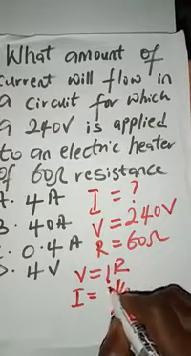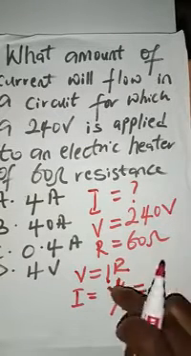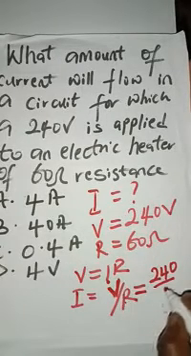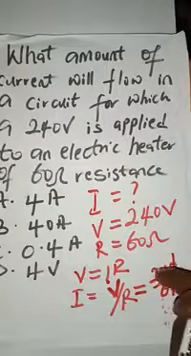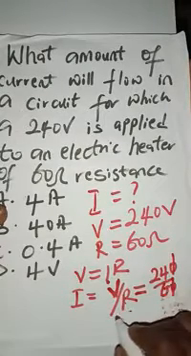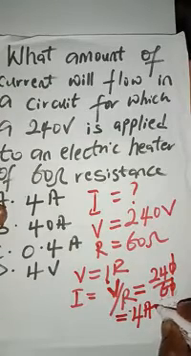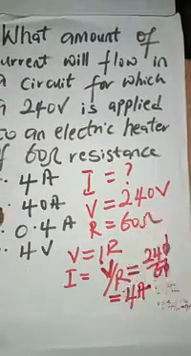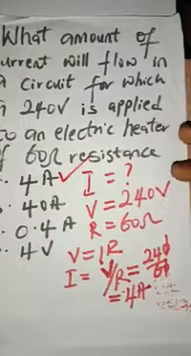Okay. We cannot be very slow. You need to be a little bit fast for exam purposes. So this is V, this is 240 over R, which is 60. So the 0 will go here. So 24 over 6 is going to give you 4. So the answer is 4 ampere because we are dealing with current. So the answer is option A. So that is that. So more calculation will be going on.